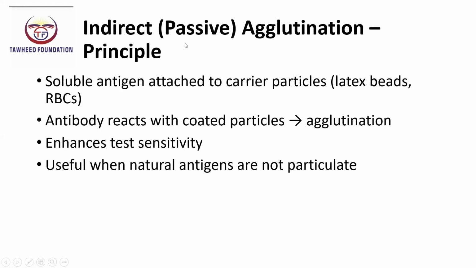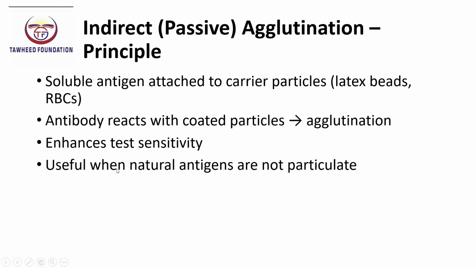Next is indirect passive agglutination. So, the principle behind this: in indirect or passive agglutination, soluble antigens that normally do not cause visible clumping are attached to carrier particles such as latex beads, bentonite particles or red blood cells. When the coated particles are mixed with specific antibodies, agglutination occurs, indicating the presence of the corresponding antibody. This modification increases test sensitivity, allowing detection of very small quantities of antibody or antigen.